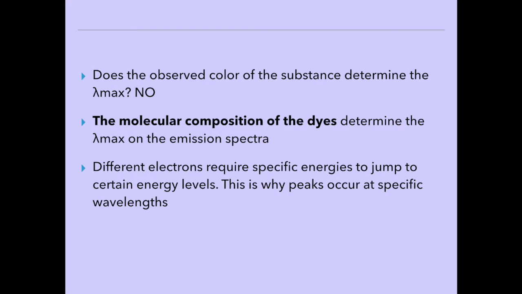This helps us determine that the observed color of a substance does not determine the lambda max on the emission spectra. Rather, it is the molecular composition that determines the lambda max. This is because each substance with its own molecular composition has a unique way in which it moves in between energy levels, and this produces a specific photon of light emitted with the greatest intensity, therefore determining the lambda max.